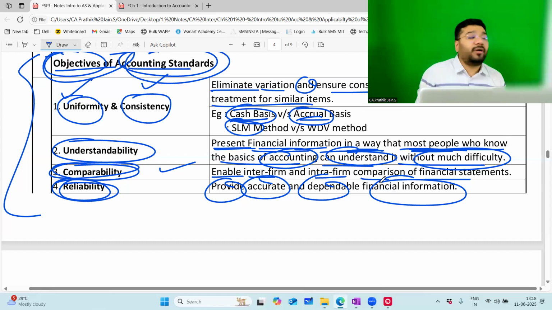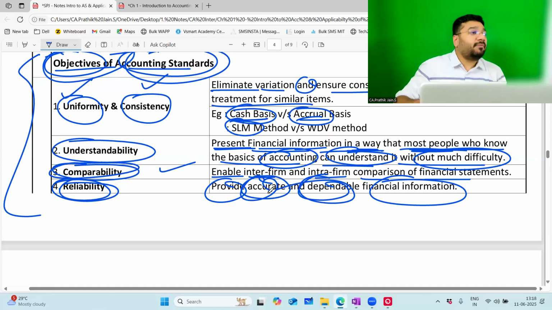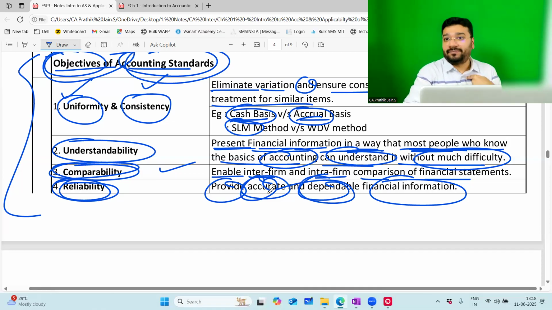So therefore, what is important? Provide the information which is reliable and dependable and accurate, so that I can make important decisions. Decision making means what? Whether I should deal with that company or not? As a creditor, should I give my goods on credit to that fellow or not? As a banker, should I give my loan to that person or not? As an investor, should I invest my money in that company or not? So for that, what is required?